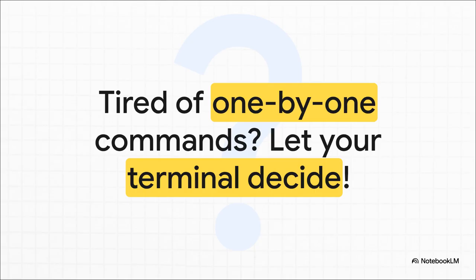You know the drill, right? You type a command, you wait, you type the next one. It's slow, it's manual. But what if your terminal could actually make decisions? What if it could say, hey, if this first thing works, then do the next thing. But if it fails, do this other thing instead. Well, that's exactly the power we're going to tap into today.